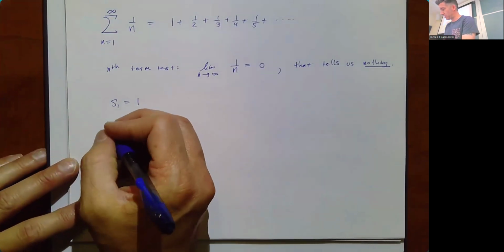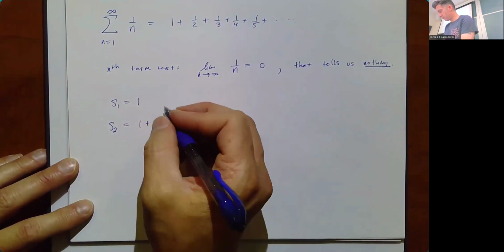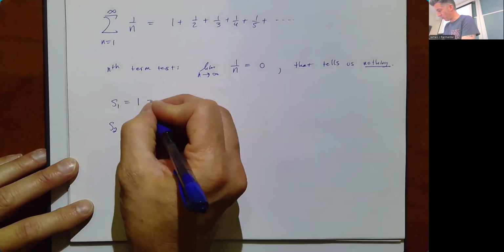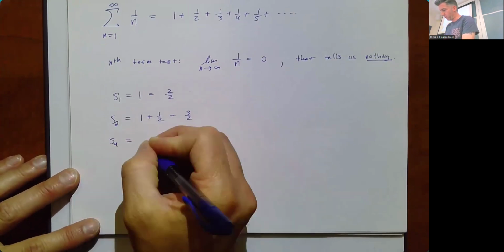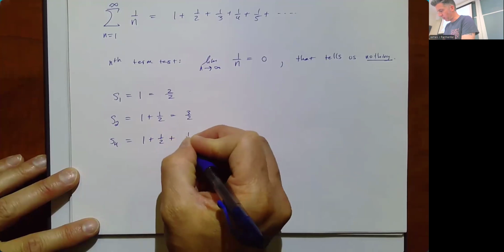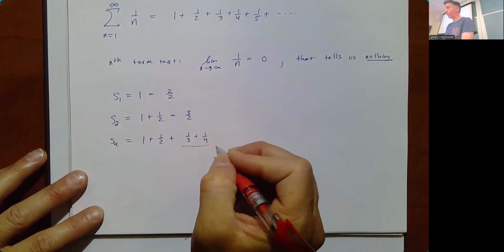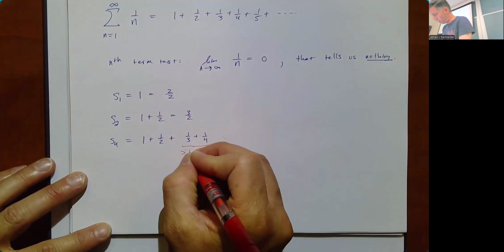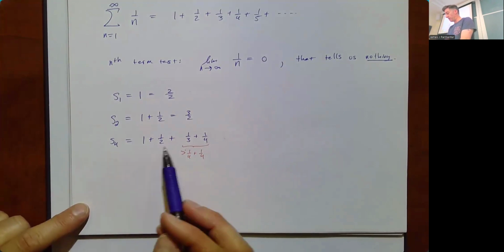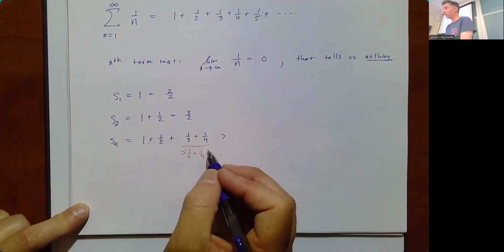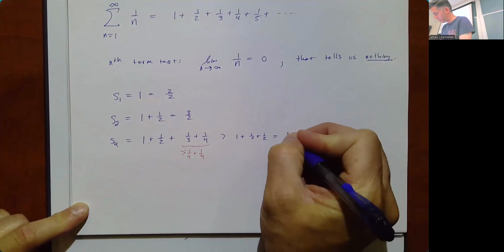The second partial sum is 1 plus 1/2, which is equal to 3 over 2. And I'm going to point out that 1 is equal to 2 over 2. I'm going to skip the third partial sum and go straight to the fourth partial sum. The fourth partial sum is 1 plus 1/2 plus 1/3 plus 1/4. And what I want to point out is that 1/3 plus 1/4 is greater than 1/4 plus 1/4. So that means this is bigger than 1 plus 1/2 plus another 1/2, which is equal to 4/2.